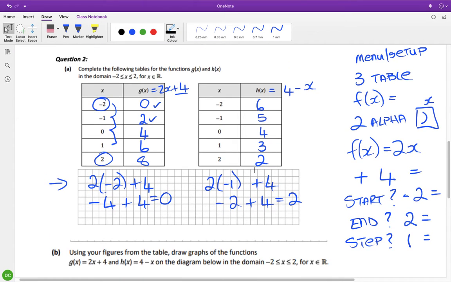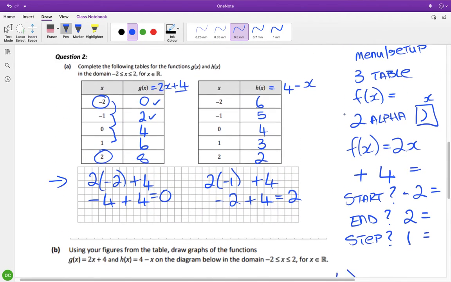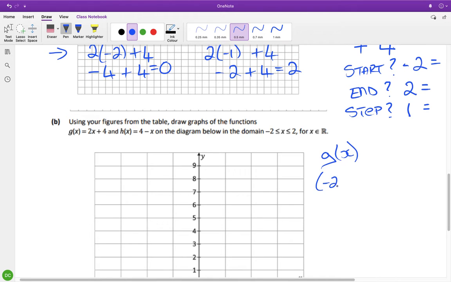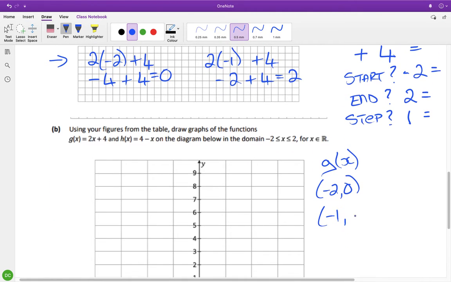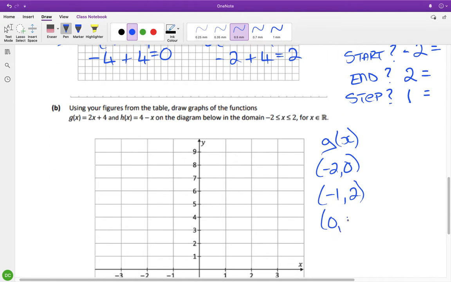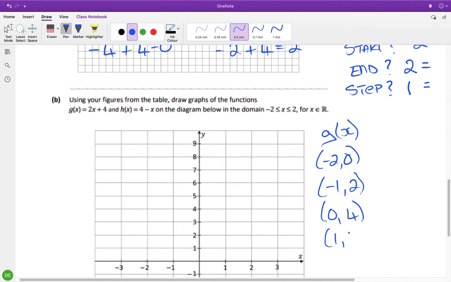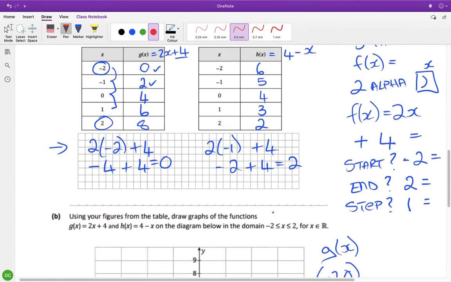Okay, so I'm going to write these out so I have them down here. The g of x graph is -2, 0; -1 is 2; 0 is 4; 1 is 6; and 2 is 8. Okay, and then just in a different color so I can keep them different.